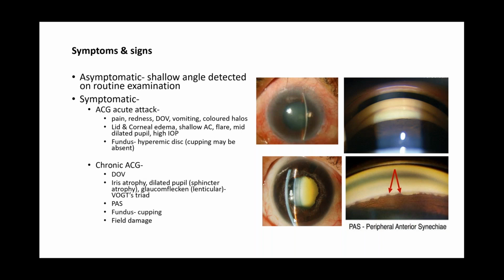Okay. And on slit lamp examination and Van Herrick's, you may see that the AC might be shallow. Okay. The anterior chamber will be clear. Okay. There wouldn't be any cells and flare. Iris atrophy or a mid-dilated pupil. Okay. There could be anterior subcapsular cataract, which is called glaukomflecken, because of the previous attack. These three features are called the Vogt's triad. Okay. The sphincter atrophy leading to a dilated pupil and glaukomflecken.